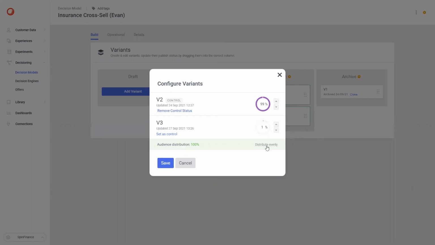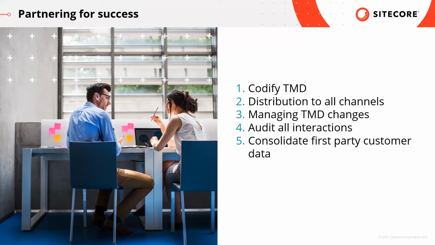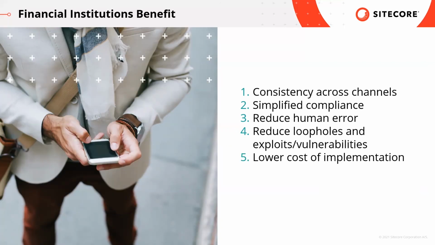With DDO, Sitecore can help codify your TMDs, distribute to all channels, manage TMD changes, audit all interactions, and help consolidate your first-party customer data into a golden record. Ensure that we have consistency across all channels. We have a much simplified compliance structure. We can reduce human error and reduce loopholes, exploits, and vulnerabilities. We can also lower the cost of implementation.